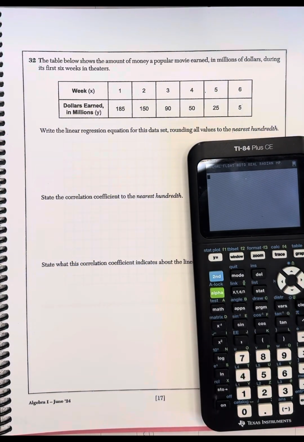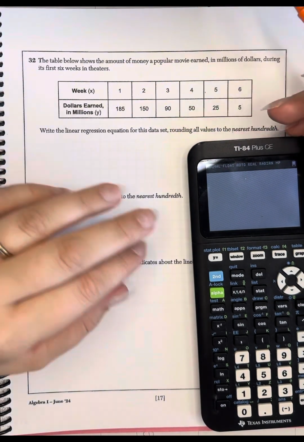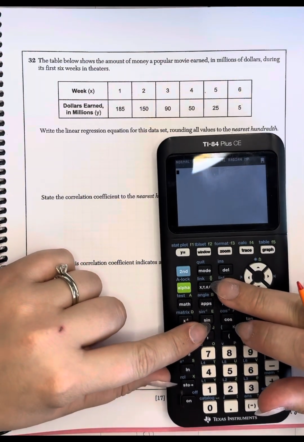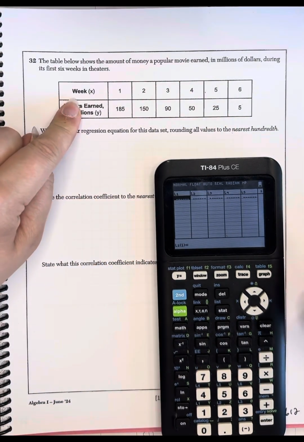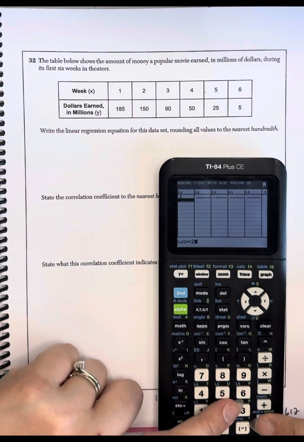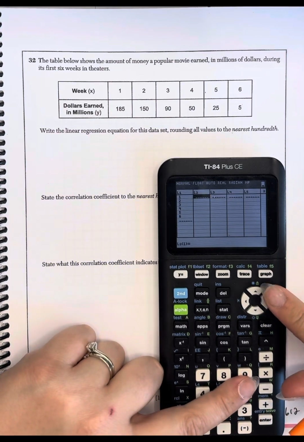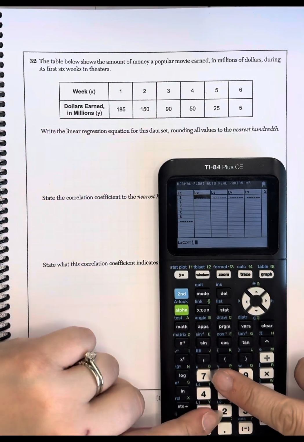32. The table below shows the amount of money a popular movie earned in millions of dollars during its first 6 weeks in theaters. So we have weeks and then dollars earned in millions. And this is a statistic question, so we're going to go ahead and hit stat and edit. In L1 is going to be all our x values, so put those in. And then for y, so our y is going to be inputted into L2.